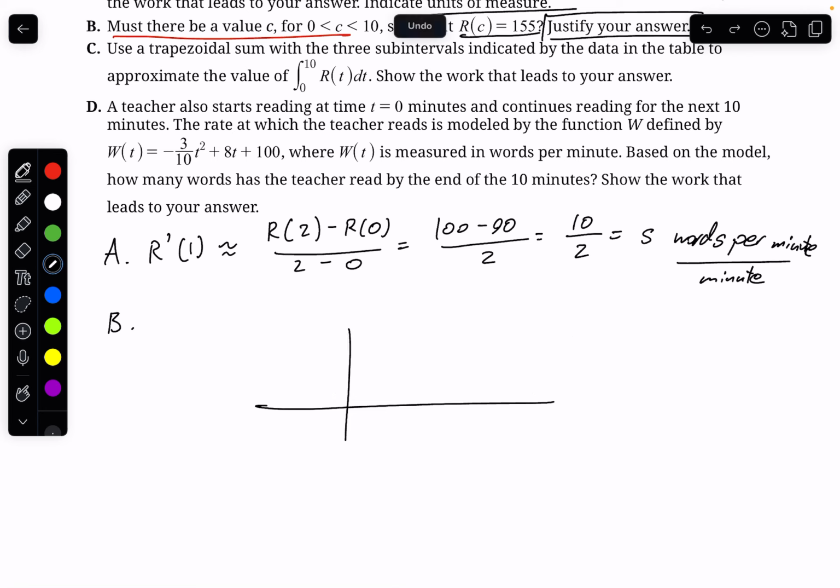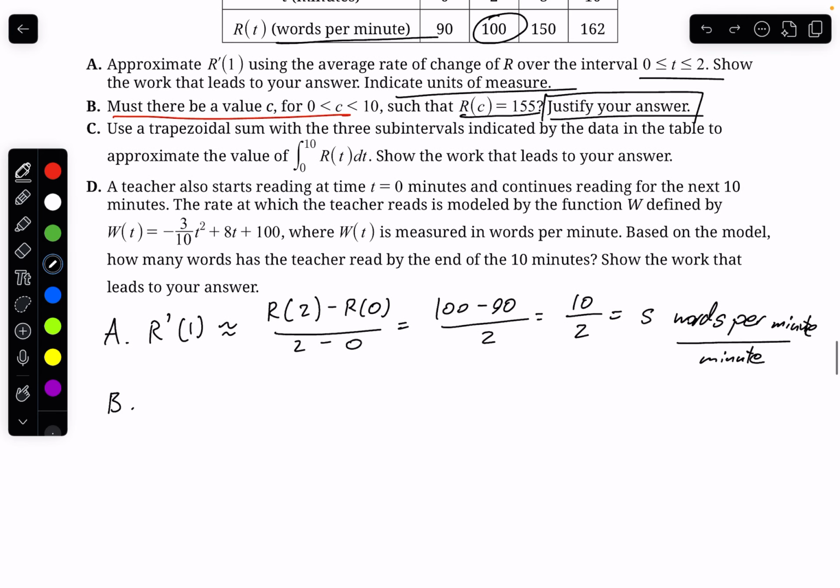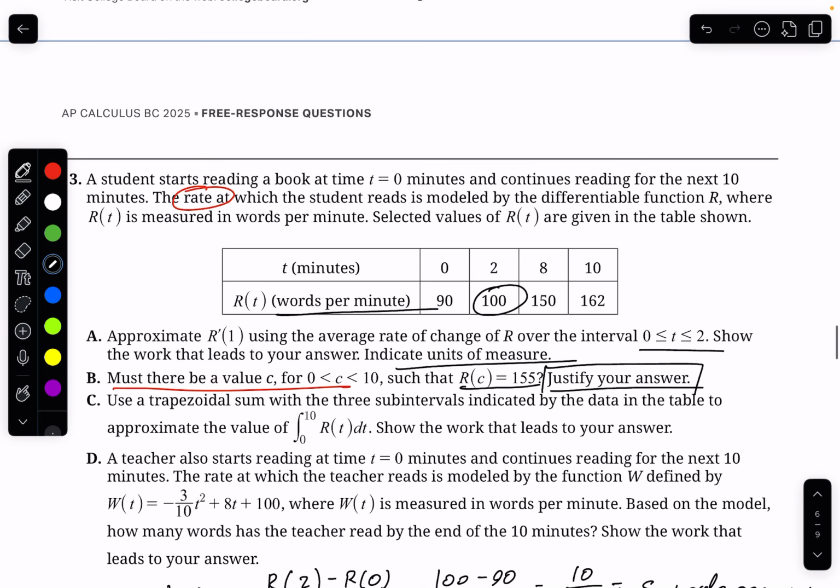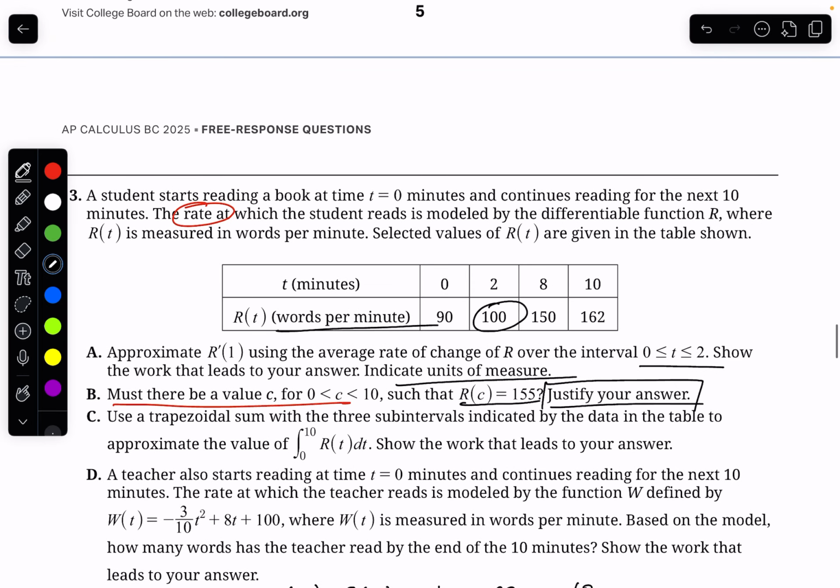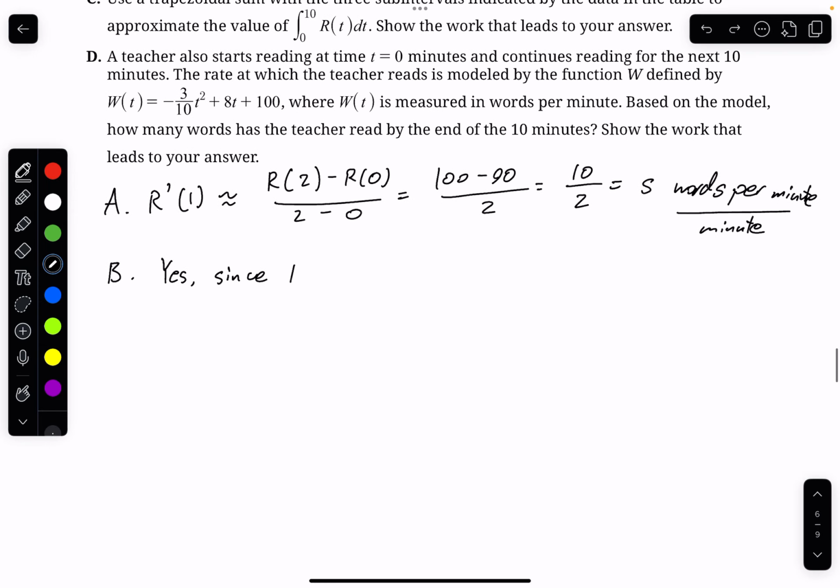So, using this knowledge, we can simply write a long statement using words. The question asks, must there be a value? So we can simply say yes. Since r, and how do we know that r is continuous in the problem statement? It says that r is differentiable. It's a differentiable function r, and differentiability implies continuity. So we can say since r is differentiable, this implies r is continuous.